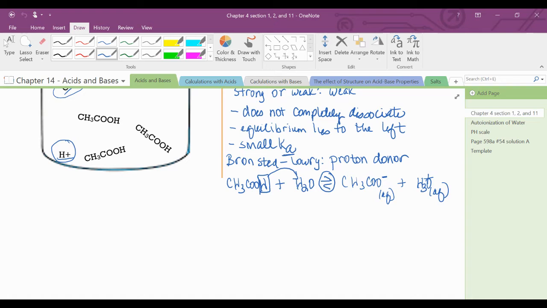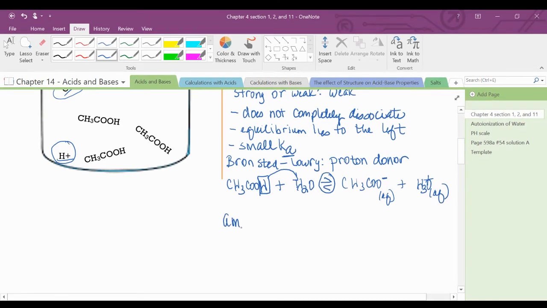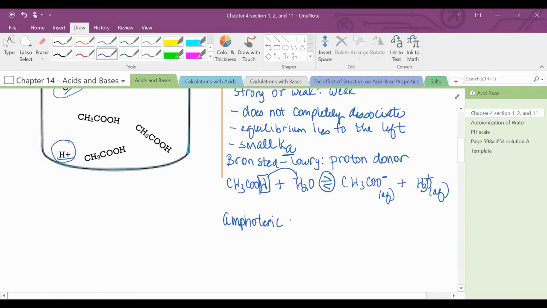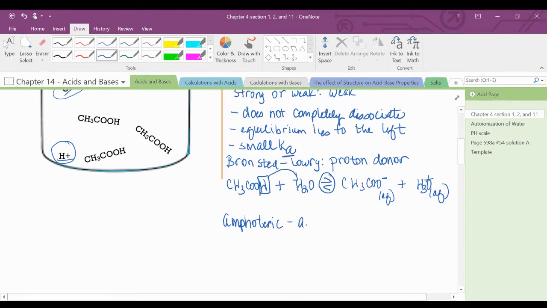Okay, now we should talk probably a little bit about water. Water is an amphoteric species. And this means it has the ability to act as an acid or base.